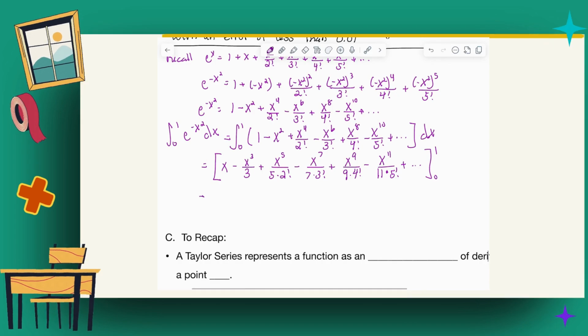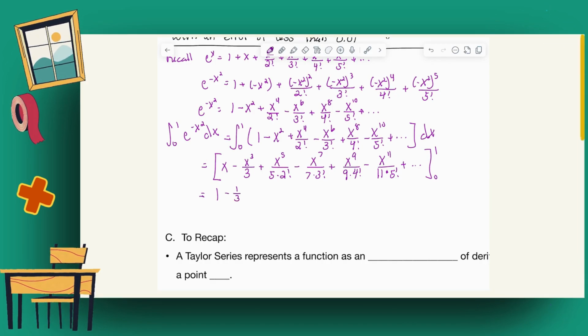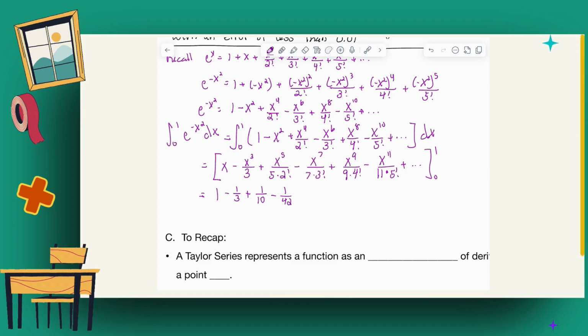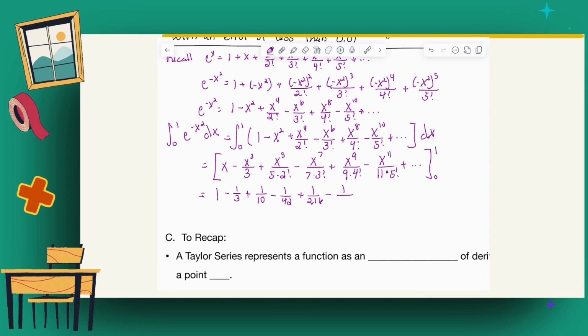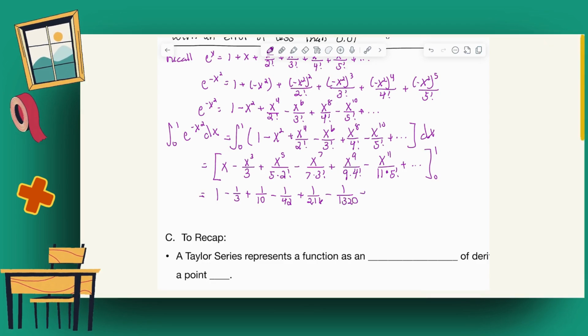to get 1 minus 1/3 plus, then 1 over 5 times 2 factorial just gives us 1 over 10, minus 1 over 7 times 3 factorial, which ends up being 42, plus 1 over 9 times 4 factorial, which is 216, and 1 over 11 times 5 factorial is minus 1 over 1,320, and we keep going.